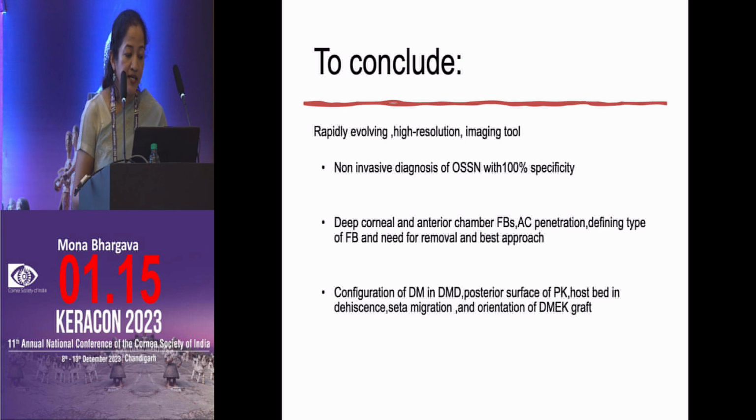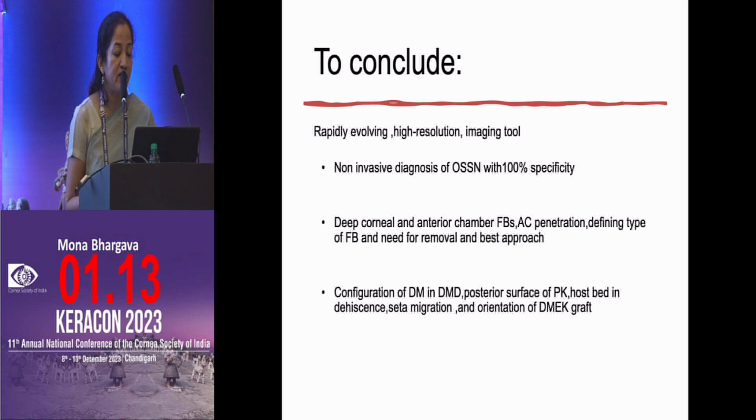Deep corneal and anterior chamber foreign bodies, AC penetration, DM breach, defining the type of foreign bodies and the need for removal along with the best suitable approach can be easily delineated here. Configuration of DM and DMD, posterior surface of PK, host bed dehiscence, as we saw during the entire course of presentation, can be made out with ease with this indispensable tool.